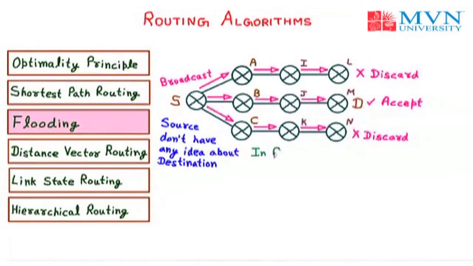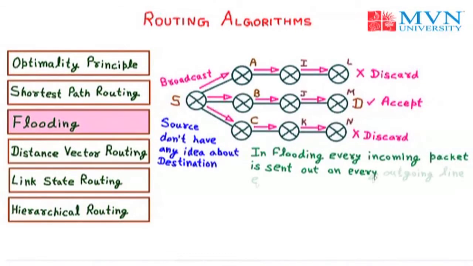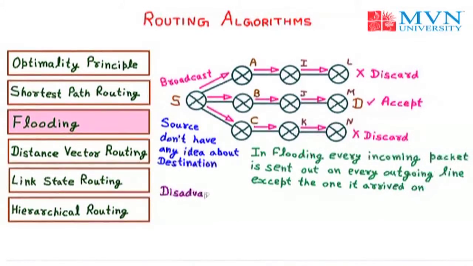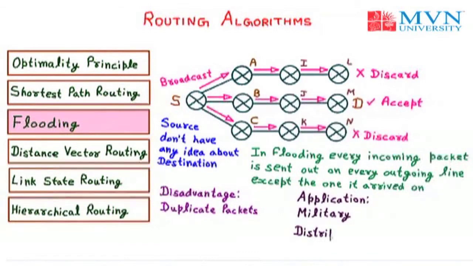So we can see that in flooding, every incoming packet is sent out on every outgoing line except the one it arrived on. But there is a major disadvantage: because it is a broadcast message, we have duplicate data. So the main disadvantage is duplicate data or duplicate packets. The application of flooding is in two fields, the military and distributed databases. So that is all about flooding.